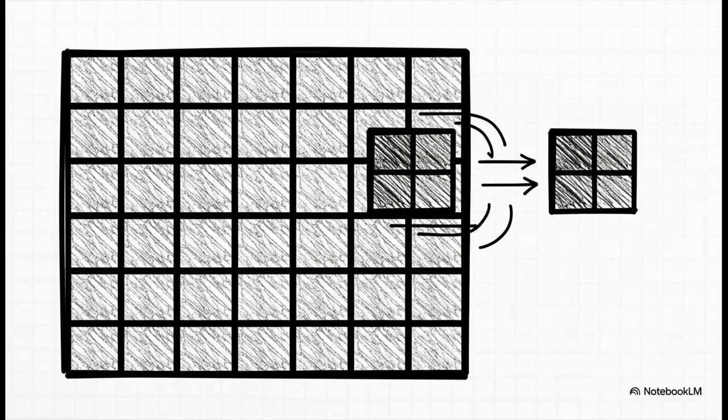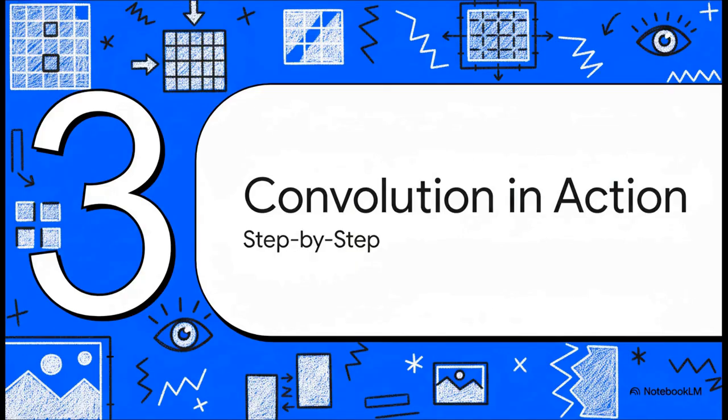So we have this cool little pattern detector. Now what? Well, we basically just slide it over every single little piece of an image, one spot at a time. This systematic process of sliding and calculating has a fancy name: convolution. It sounds complicated, I know, but as you're about to see, it's really just simple, repetitive math. So let's get our hands dirty and see this thing in action, step by step. I promise, the math behind it is way easier than it sounds.